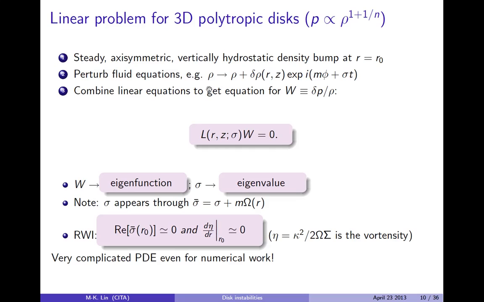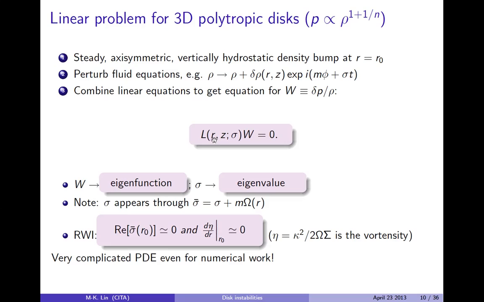So we set up an axisymmetric disk, vertically hydrostatic. It's a smooth disk, except you put in a density bump at unit radius. So we linearize the fluid equations, go through the standard procedure in obtaining a single partial differential equation, operator L acting on the perturbation variable W, which is the enthalpy perturbation for this problem. So L acting on W is 0, and we want to solve for W, which is our eigenfunction.